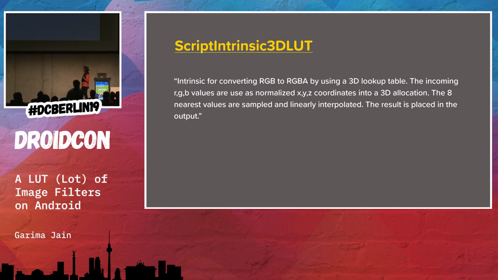So this is an intrinsic for converting RGB to RGBA by using a 3D lookup table. That looks good. The incoming RGB values are used as normalized XYZ coordinates into a 3D allocation. Not sure what that is. The 8 nearest values are sampled and linearly interpolated. Yeah, that looks great. And the result is placed in the output. So this looks like what I need.